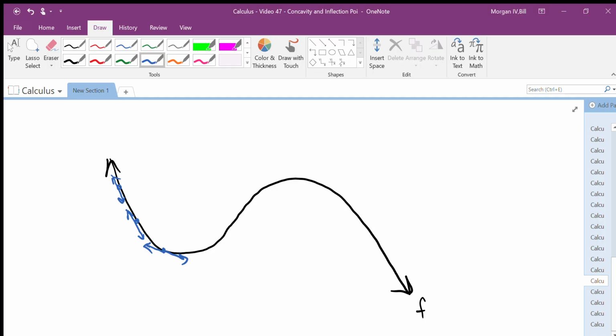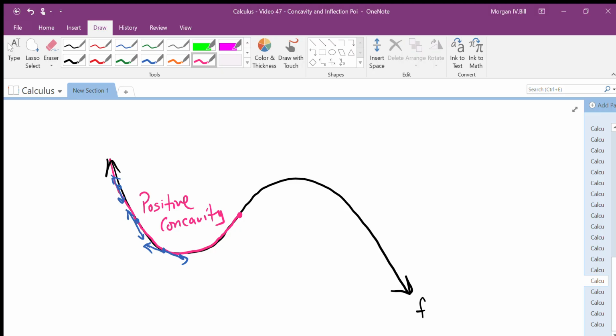Let's talk a little bit more about that. What we're going to find out is this section, say from here to about right there, has a positive concavity. And you can recognize a positive concavity because it looks like a bowl that's open up, like you could put some cereal in that bowl.